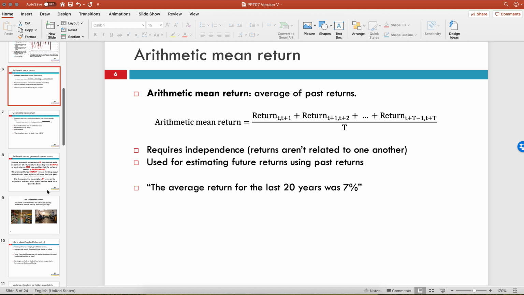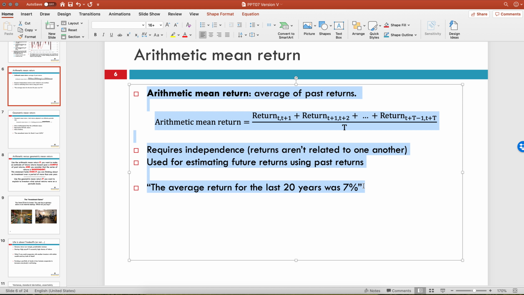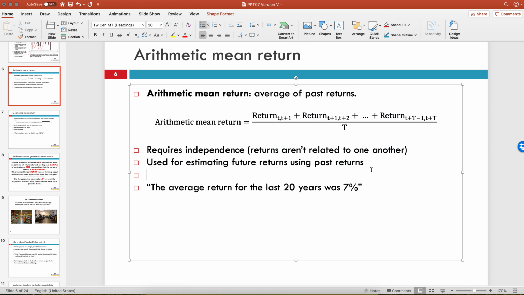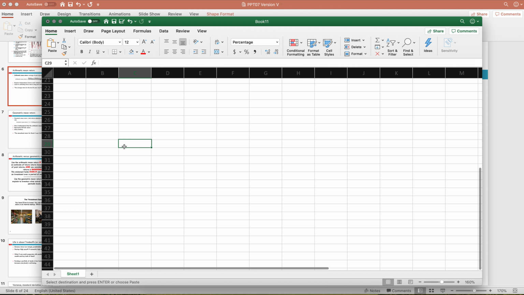Okay, so let's talk arithmetic mean. We have the arithmetic mean, which is an average of past returns. And let me just show you this. This is the example that I used in the past lecture. Let me just copy these to another part of the sheet.